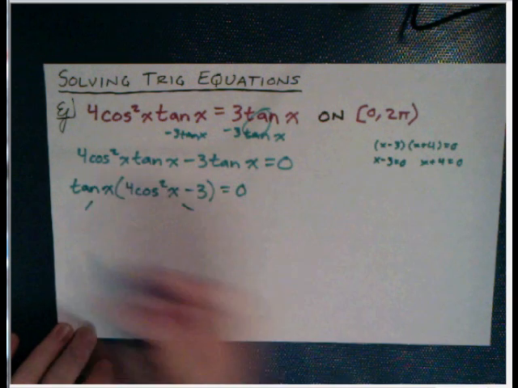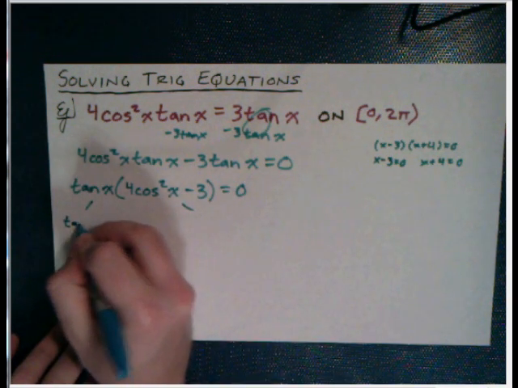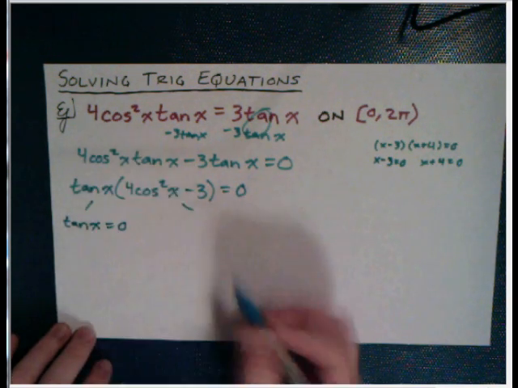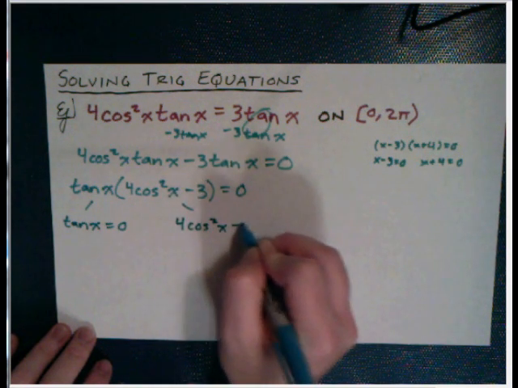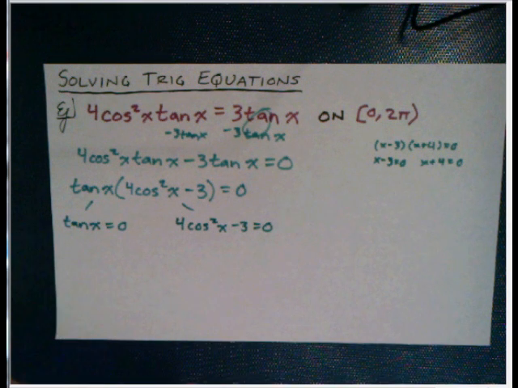Basically this gives us two options. Either the first factor, tangent of x equals 0, or the second factor, 4 cosine squared of x minus 3 equals 0. Those are our two possibilities. That doesn't mean there's two solutions. There's going to be a lot more than two. It just means that there are two possibilities here for something being equal to 0. So now our responsibility is to solve each one of these pieces and find out what those solutions are that come from each of these individual equations.